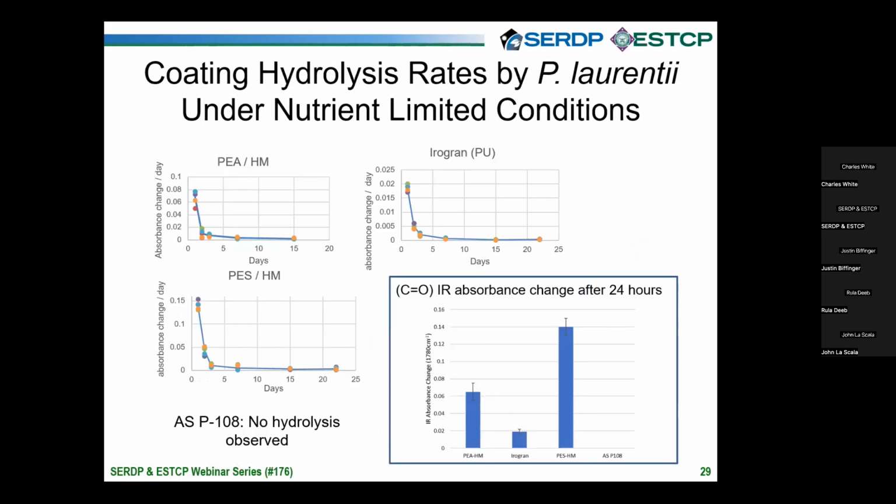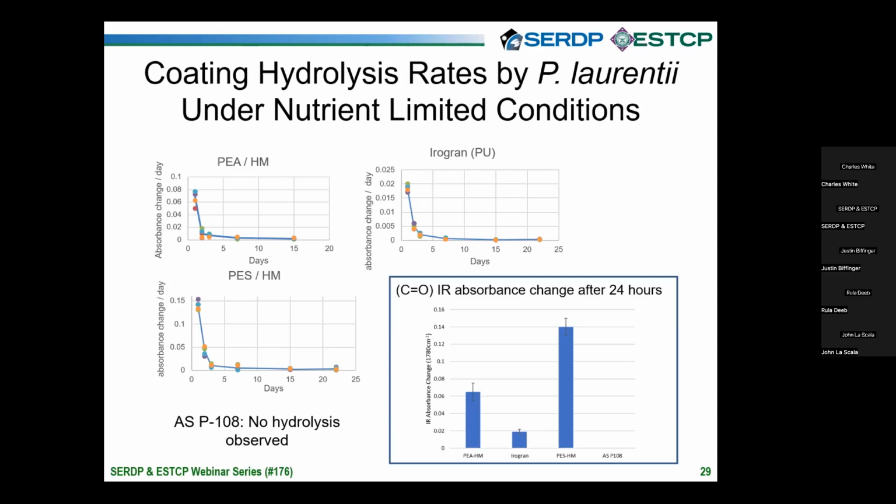Using this approach, we compared the rates of hydrolysis of each coating with Papillotrema laurentii and Naganitia albida. In this particular case, we're just showing the results for Papillotrema, but the Naganitia results were very similar. We observed that most of the coating hydrolysis occurred within 4 days of spotting the cells on the surface, with the remaining hydrolysis occurring slowly over the next 10 to 15 days.